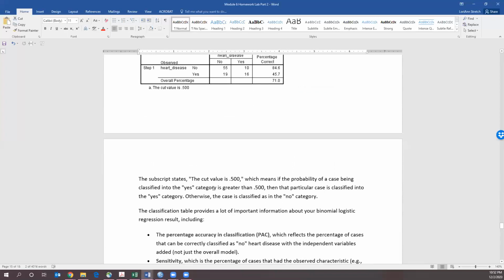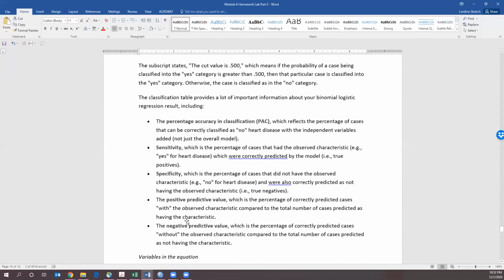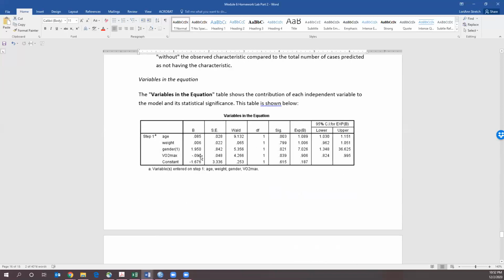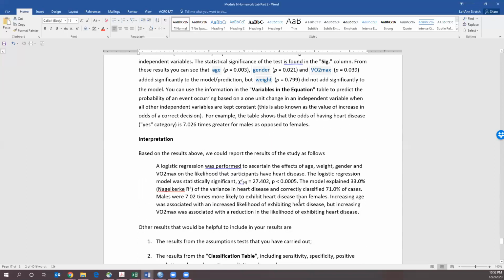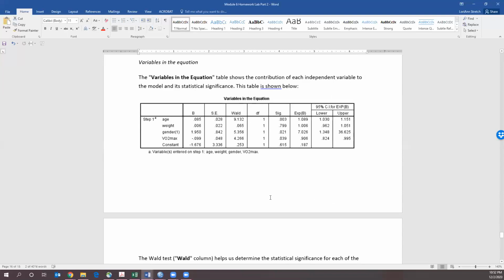Then we go on down to variables in the equation. This is where we're going to get our coefficients. Here are our coefficients. We want to see if they're significant. You can tell some of these are not significant. And then I wanted to show you how this one's interpreted.